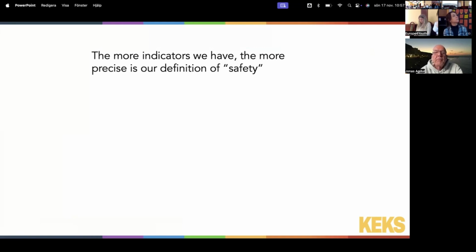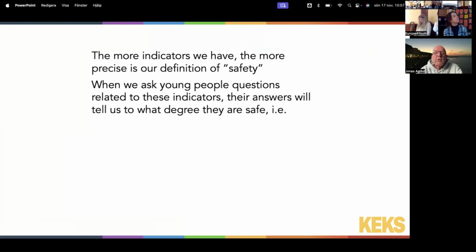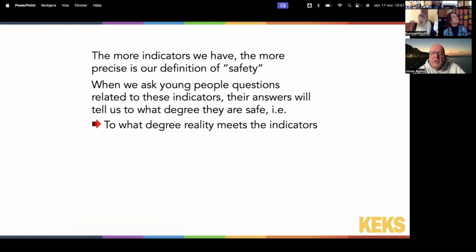the indicators. When we ask young people questions related to these indicators, their answers will tell us to what degree they are safe. That is to say, to what degree reality meets the indicators. These are not questions that you should ask youth workers. I just made another presentation this morning and got back to an investigation into a municipality in Sweden that we did some 10 years ago, maybe, or 8 years ago.